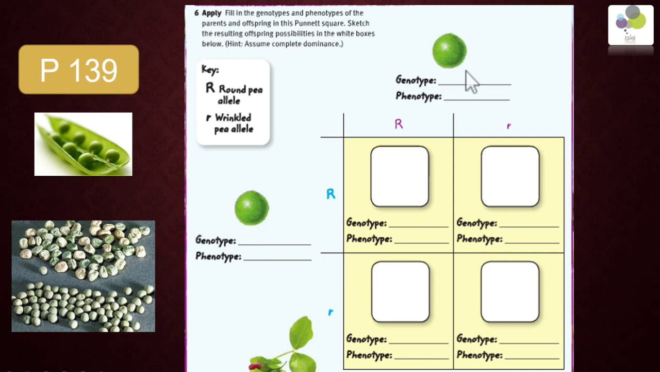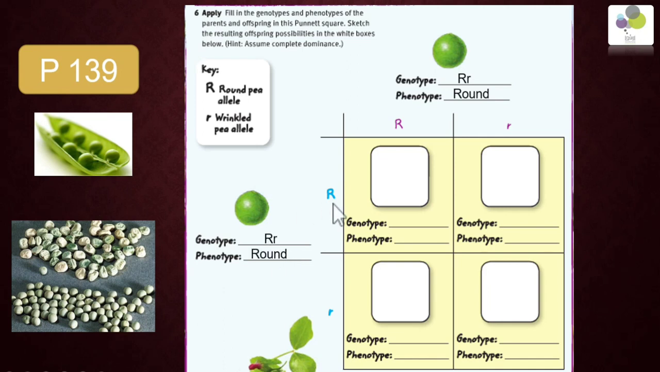So the genotype of this parent is capital R, small r, and of course it will be round. Why round? Because this is the phenotype of this seed. We have capital R, which is a dominant allele, because we write it with a capital letter. And the other one is also capital R, small r, and it will always be round.